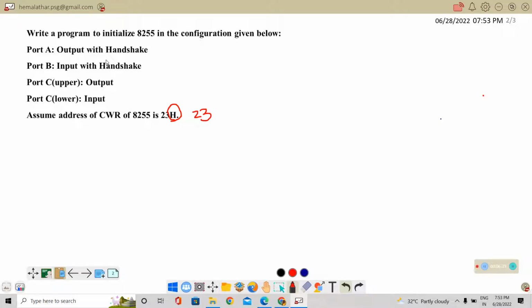So first you have to find out whether your 8255 belongs to BSR mode or IO mode. As I told you, BSR mode uses only port C, so it will not have port A or port B. But in the given question, they have all three ports, port A, port B and port C. So this does not belong to BSR mode. The given configuration is only supported for IO mode.